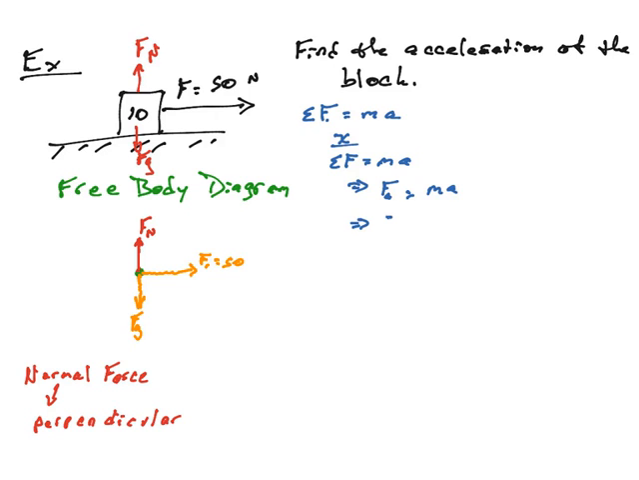Now I plug my numbers in. 50 equals m, 10 kilograms, times a. And now I just solve this for a. Divide the 10 over, I get a is 5 meters per second squared.